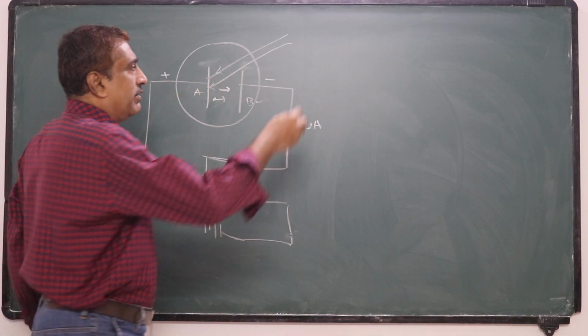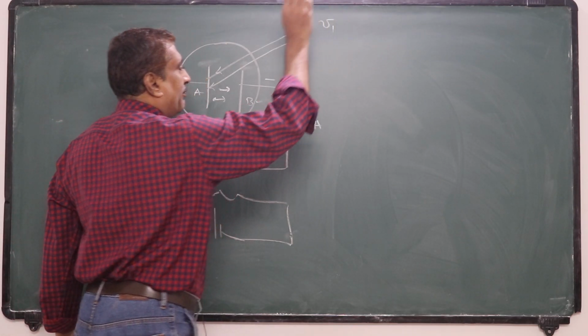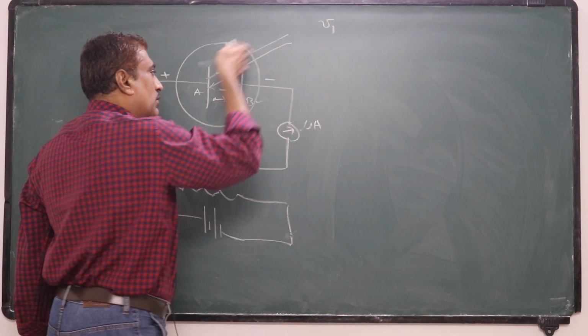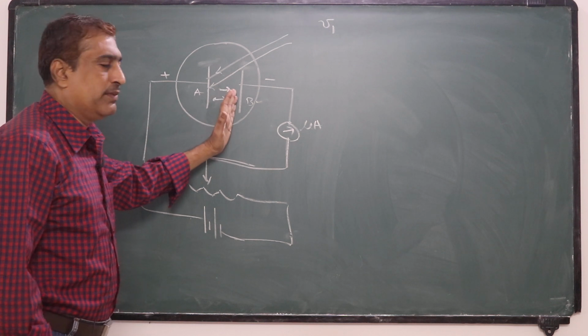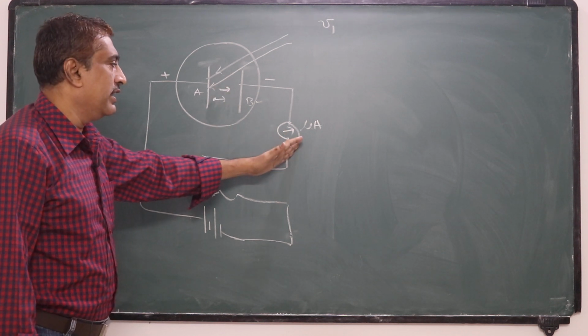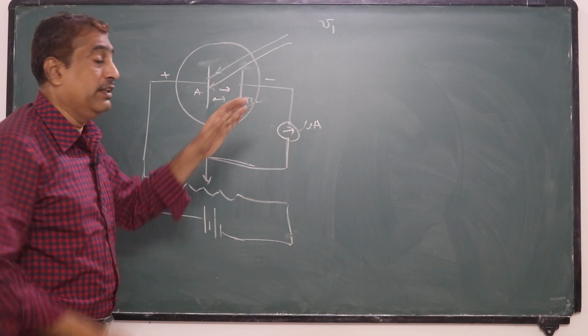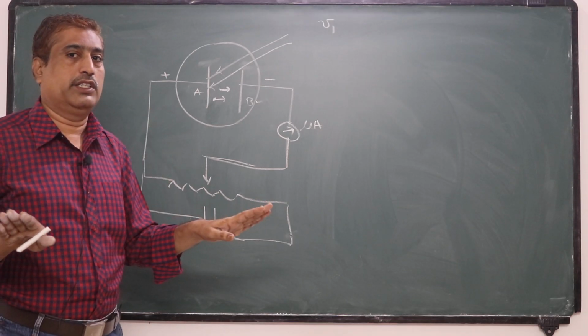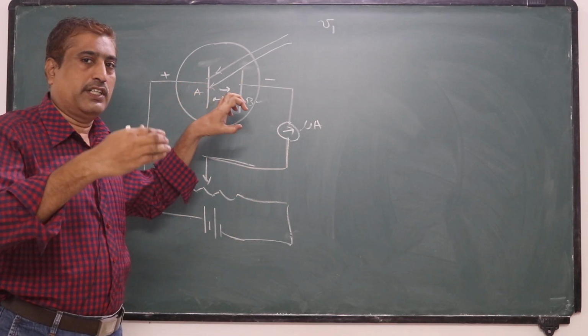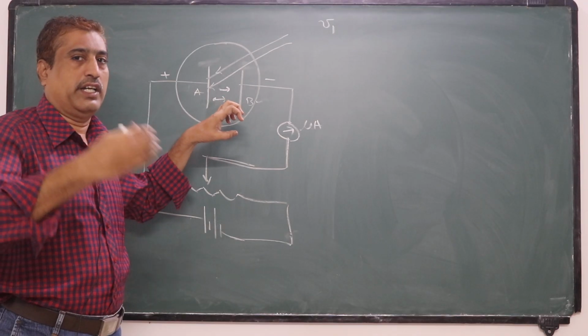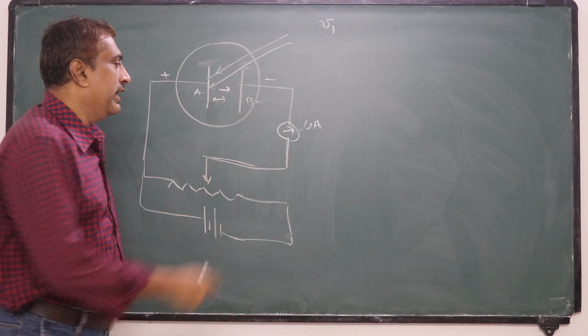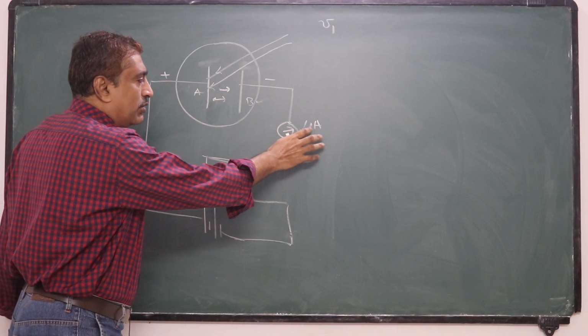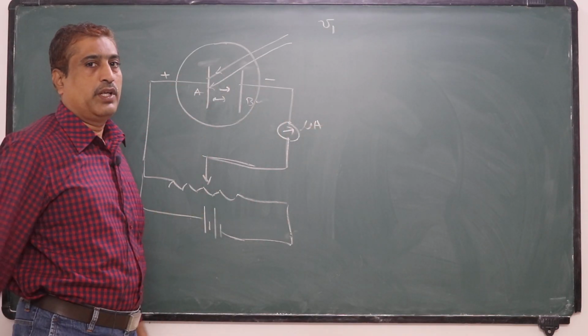Suppose the frequency is nu1, so that electrons are emitted from this metal and they constitute a current here. Even without applying any voltage, the electrons having sufficient kinetic energy will move towards the electrode and constitute current. Those can be observed through this microammeter.